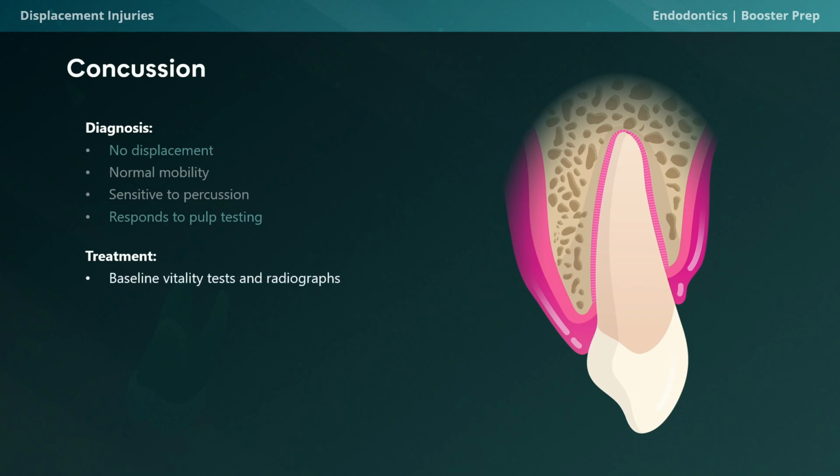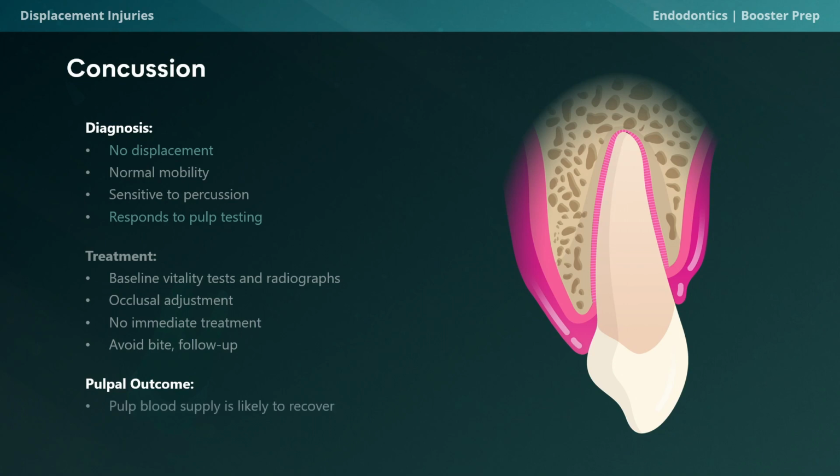The first step is to obtain baseline vitality tests and radiographs. Then, an occlusal adjustment might be recommended to alleviate any undue pressure on the affected tooth. But to be honest guys, immediate treatment usually isn't necessary here. The key is to let the tooth rest. And so you can simply tell the patient to avoid the area when chewing and to come back for regular checkups to monitor the situation. And as for the pulpal outcome, the good news is that the blood supply to the pulp is likely to recover because it likely hasn't been damaged, which bodes well for the tooth's long-term health.